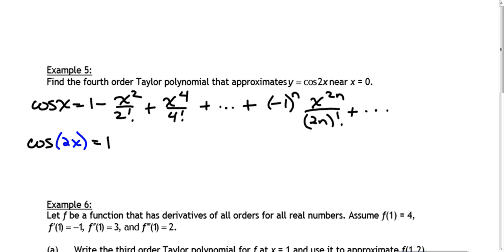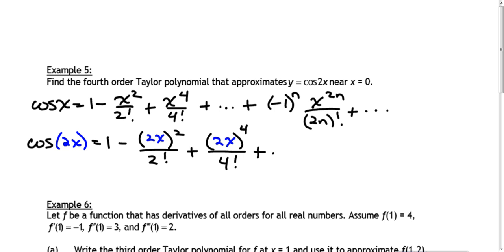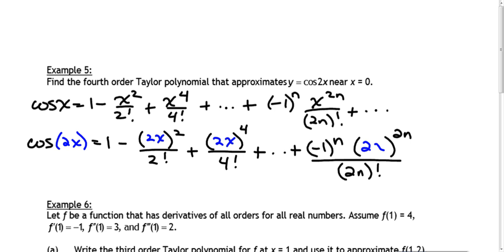So I'll have something squared over 2 factorial, and that something is 2x. And then I'll have something to the 4th over 4 factorial, and again that something is 2x. And then I'm going to have my general term, something raised to the 2n over 2n factorial, and that something is going to be 2x. So there's cosine of 2x.